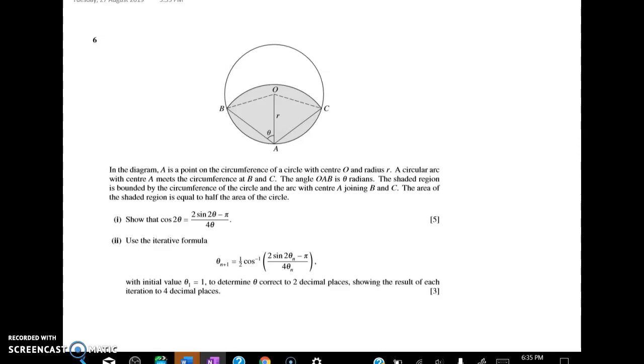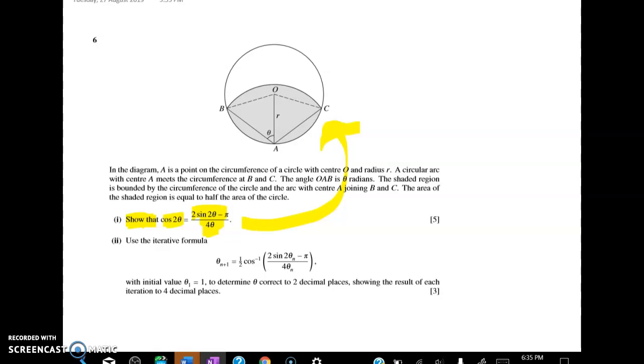I've been having laptop trouble where it tries to draw shapes that aren't there, so we're going to try and get through this with as little writing on the picture as I can. The guts of the question is it's a proof. We've got to show that cos of 2 theta in this situation here is equal to this.